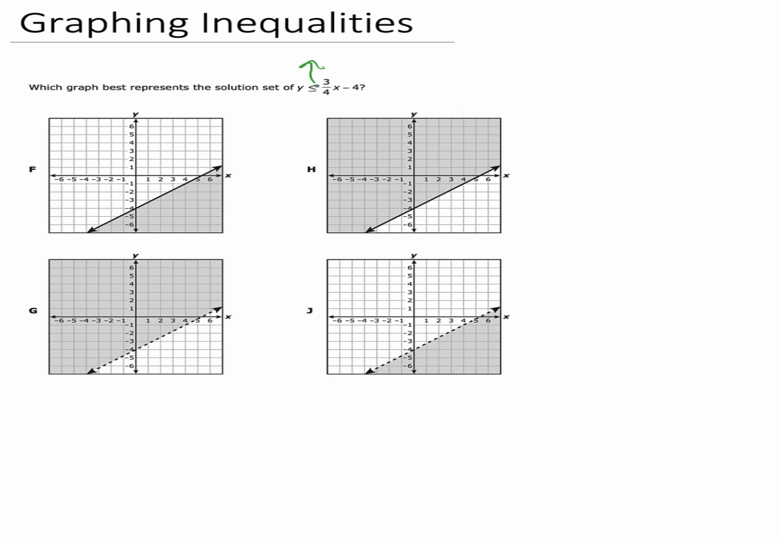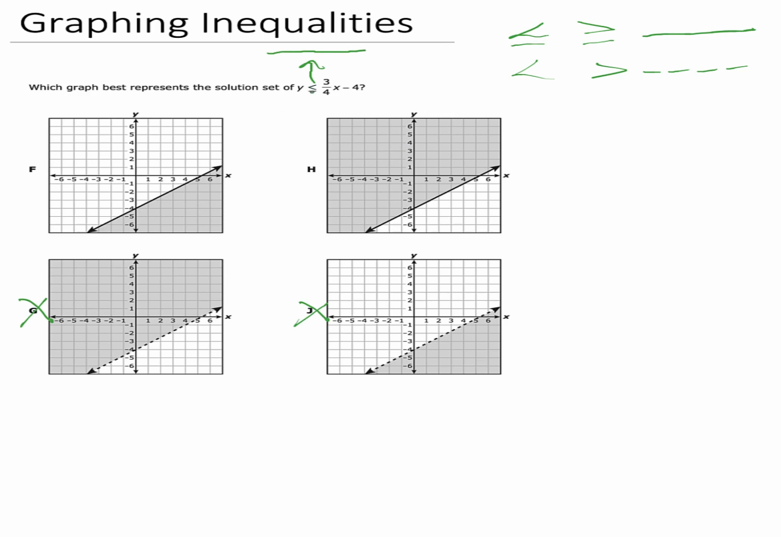Because the inequality symbol is a less than or equal to, it means that the line we're looking for is a solid line. So if you have a less than or equal to, or a greater than or equal to, your line will be solid. Which means if you just have less than or greater than, your line will be dotted. So you'll have a dash line. I noticed that this says less than or equal, so my graph has to have a solid line, which means my answer is not G and it's not J. It's either F or H.